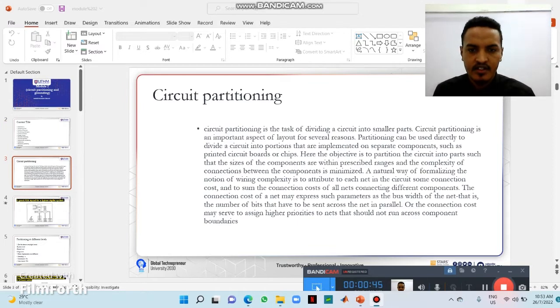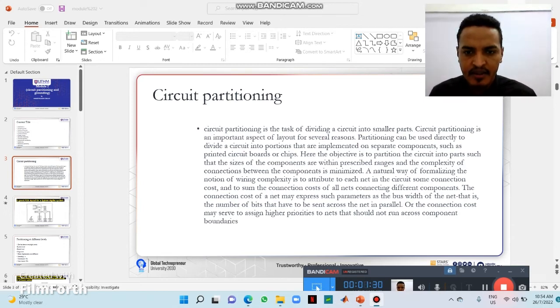Circuit partitioning is the task of dividing a circuit into smaller parts. Circuit partitioning is an important aspect of layout for several reasons. Partitioning can be used to directly divide a circuit into portions that are implemented in separate components, such as printed circuit boards or chips. Here, the objective is to partition the circuit into parts such that the size of the components are within prescribed ranges, and the complexity of connection is minimized.